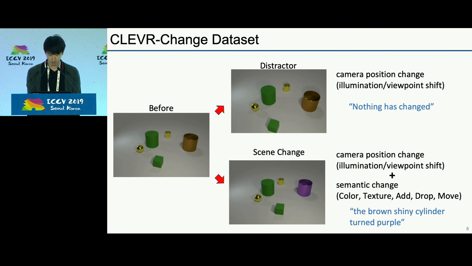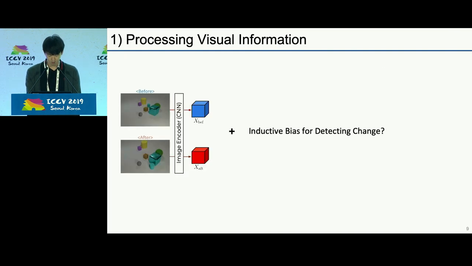Now I'll walk over some of the intuition behind the design choices we made in developing a model to tackle this task. First, with regards to processing the images, we extract features using a pre-trained convolutional neural network, but is there a way we can provide more information, perhaps an inductive bias for detecting change? The natural idea is some sort of subtraction operation between the before and after, but not in pixel space.